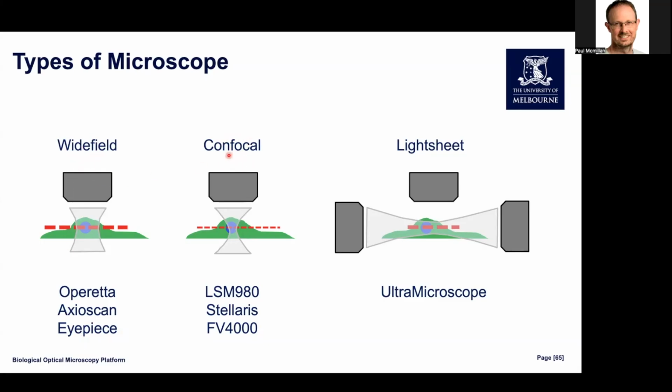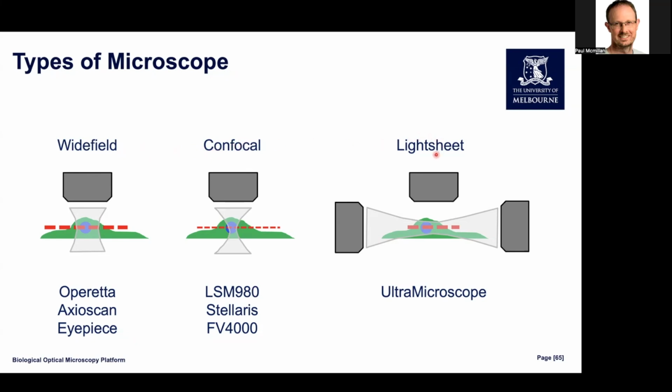In confocal microscopy, we still have the excitation light coming out of the objective and the emission light going back into the objective, but we're not illuminating the full field of view at one point. We're illuminating a very small spot, and we're building up an image by scanning that across. And again, we'll discuss over the next few slides the differences between wide field and confocal microscopy.